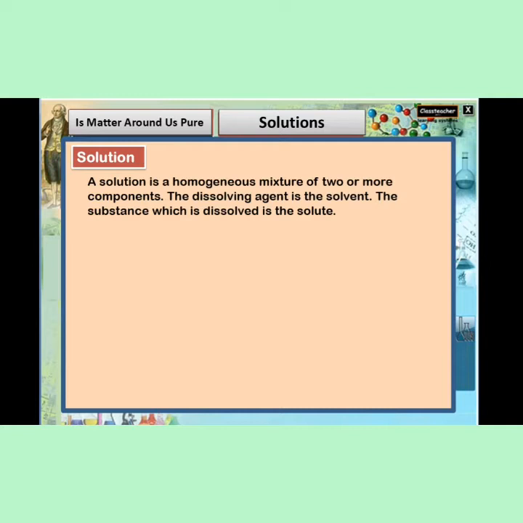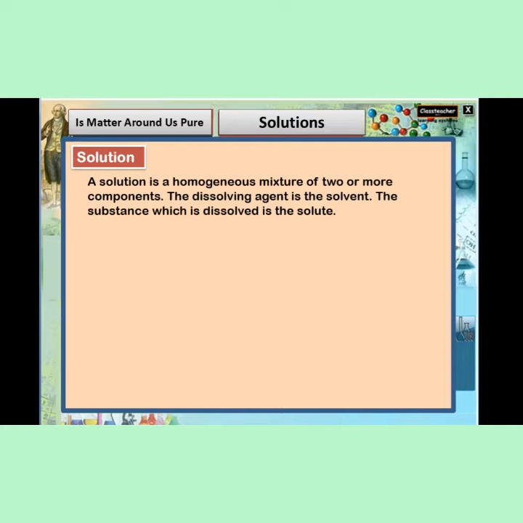When two or more chemically non-reactive substances are just mixed together, they form a mixture. And this mixture is actually a homogeneous mixture because it is uniform throughout the bulk. So we can say that a solution is a homogeneous mixture of two or more components. The dissolving agent is the solvent and the substance which is dissolved is the solute.